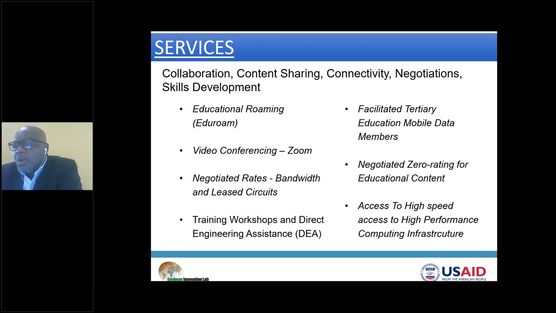Cost savings I've talked about, and through this we've also been able to strengthen Wi-Fi connectivity on campuses where a lot of bandwidth, or significantly more bandwidth, is not available. It's interesting to mention that the recent successful genome sequencing by researchers at the University of Ghana was done using improved bandwidth and the deployment of high performance computing.